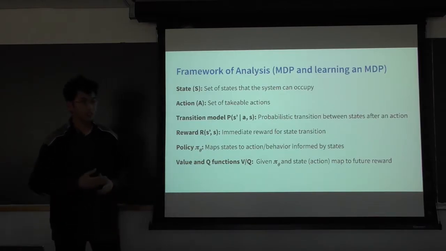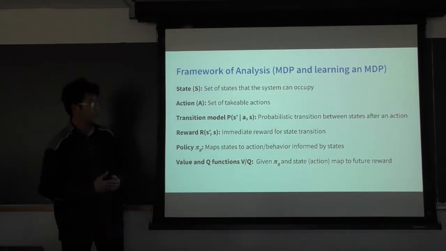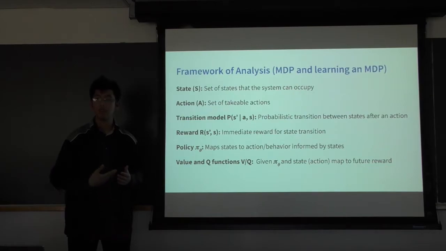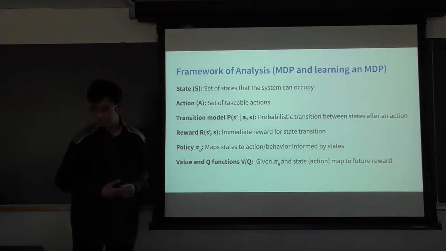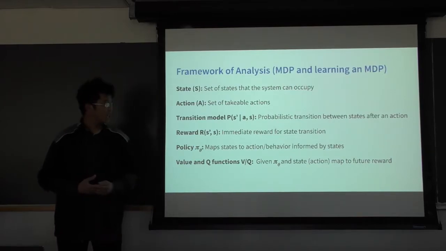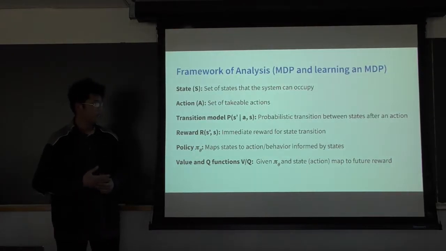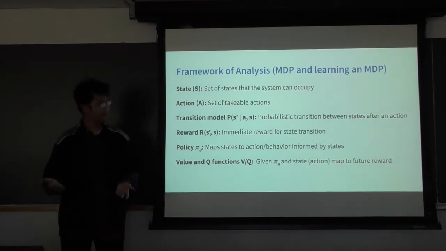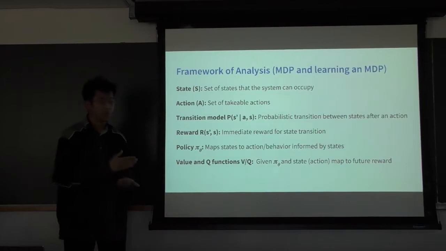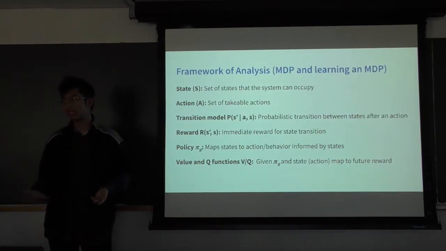So before I go into that even more, I'd like to introduce the MDP, which is a very popular framework for analyzing machine learning and robotics. In an MDP, you have a lot of different states. These are the environments that your system can occupy. You have actions. These are the set of actions that the system can take. You have transition models, which is basically the probability of going from one state to another state, given that you take a specific action.